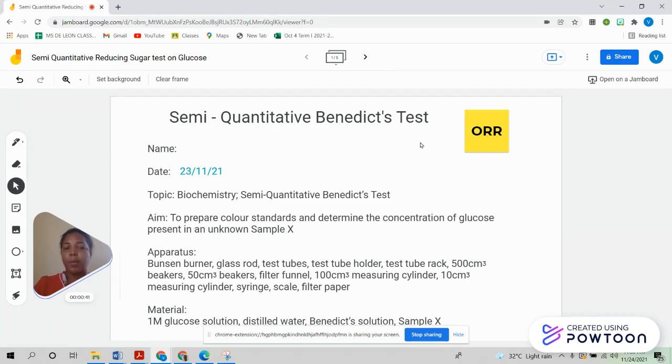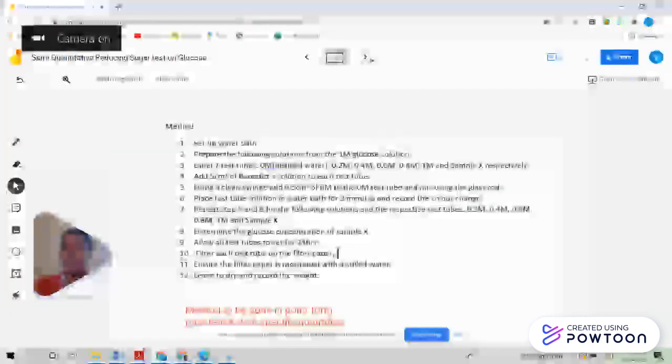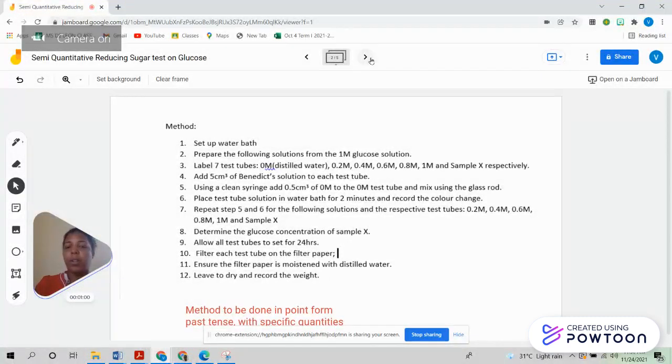Again, this lab is going to be marked for ORR, so you have to make sure you follow those skills properly. Okay? All right, so we're going again: name, date, topic, aim, apparatus, material. Then for your method, you're going to follow along with this method that is posted for you.